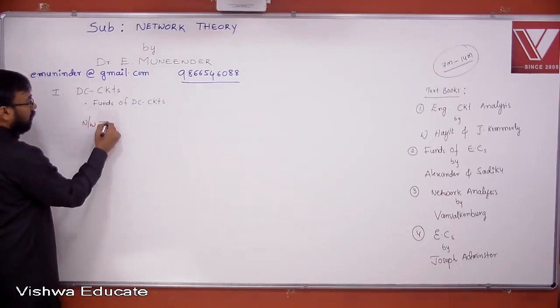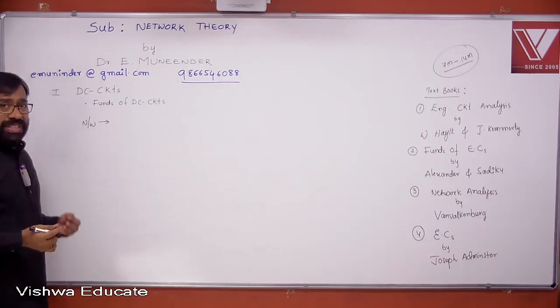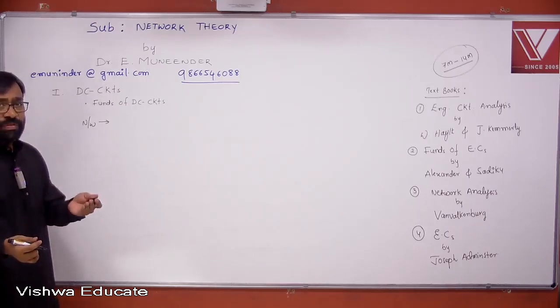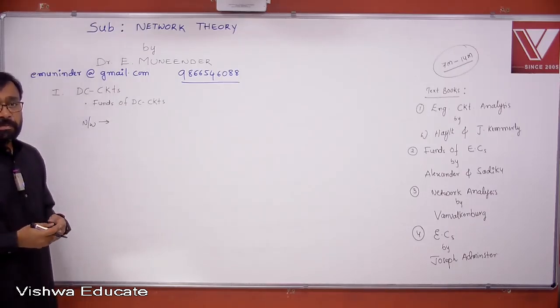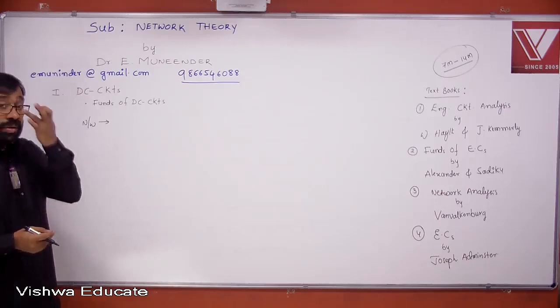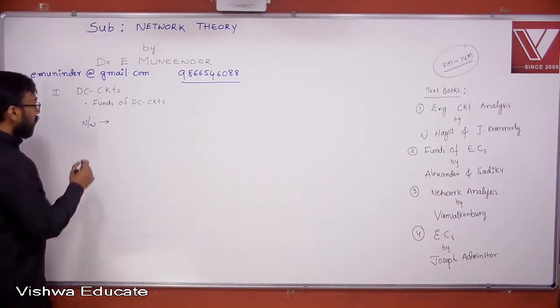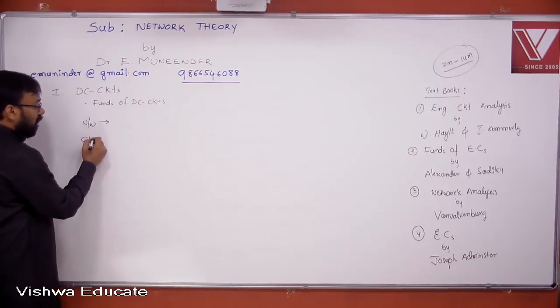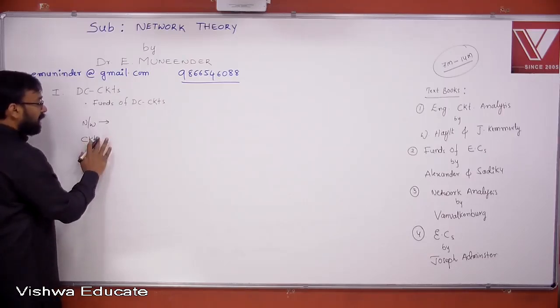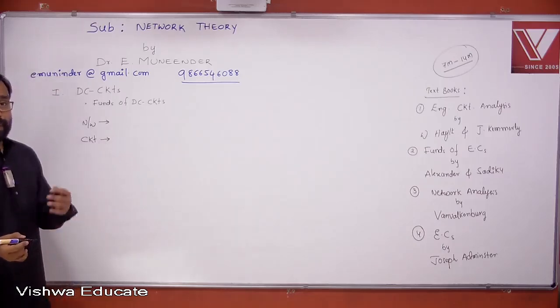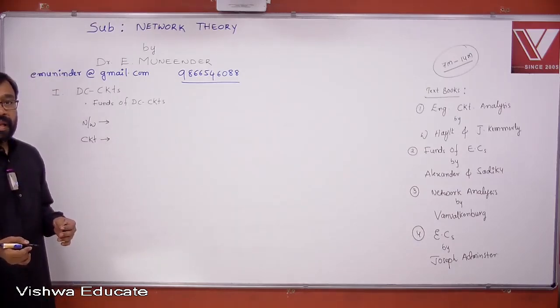How do you define a network basically? A network is nothing but a combination of various electrical elements. Yes or no, all of you? Okay. Combination of various electrical elements. But what about the circuit? It is also a combination of various electrical elements, but with at least one closed path. Yes or no, all of you?